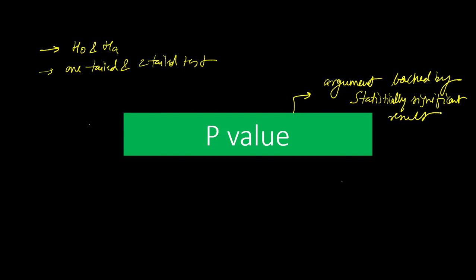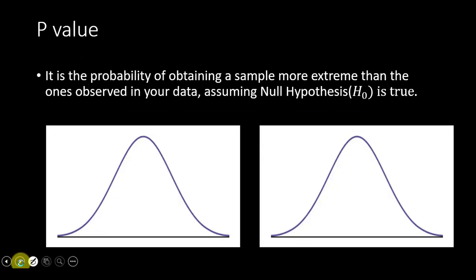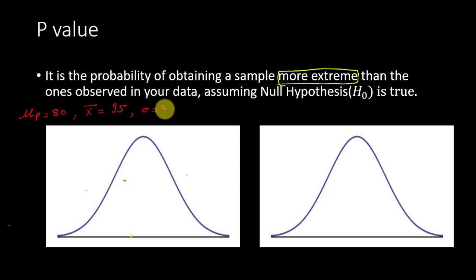Okay, so let us come to the definition of p-value. The definition of p-value is: it is the probability of obtaining a sample more extreme than the ones observed in your data, assuming the null hypothesis is true. Let us consider this as a sampling distribution of mean. Let us assume that our null hypothesis, that is the mean of population, is 80, and we get a sample mean of data as 95. We can also assume that the standard deviation of population is 3, that is sigma is 3.